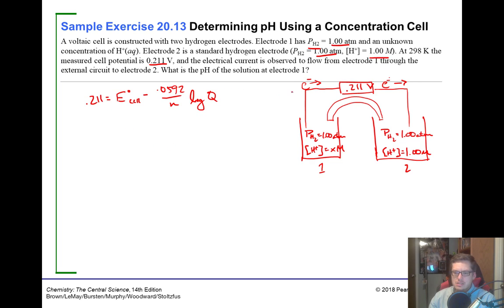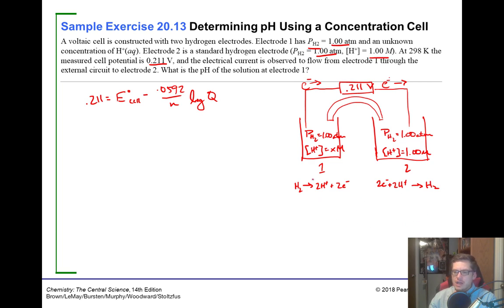Since it's a concentration cell and we have hydrogen going into hydrogen, we can write out these two half reactions. At electrode 1, it's being oxidized. So we're starting with H2, and it's getting reacted to make 2 H pluses plus 2 electrons. And then at electrode 2, it's the exact opposite: 2 electrons plus 2 H pluses react to form our H2. So that's what we're sitting at.